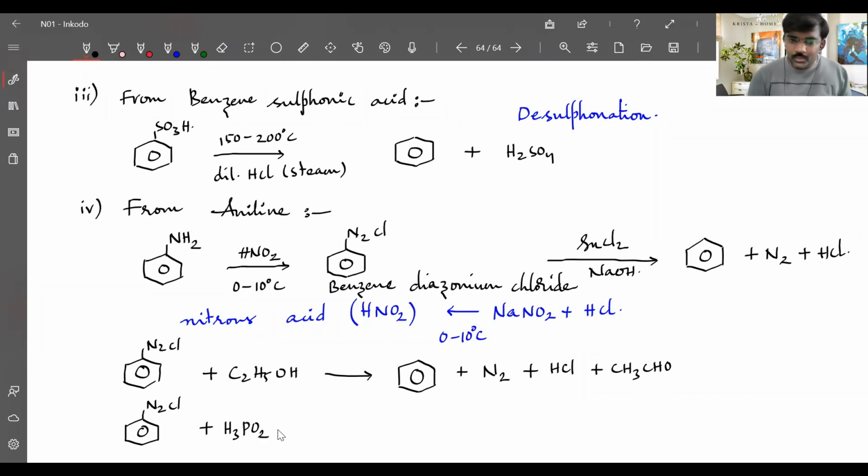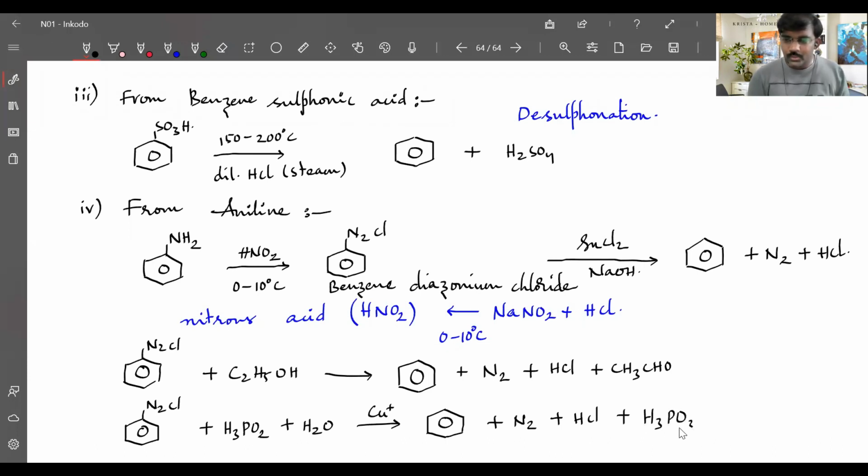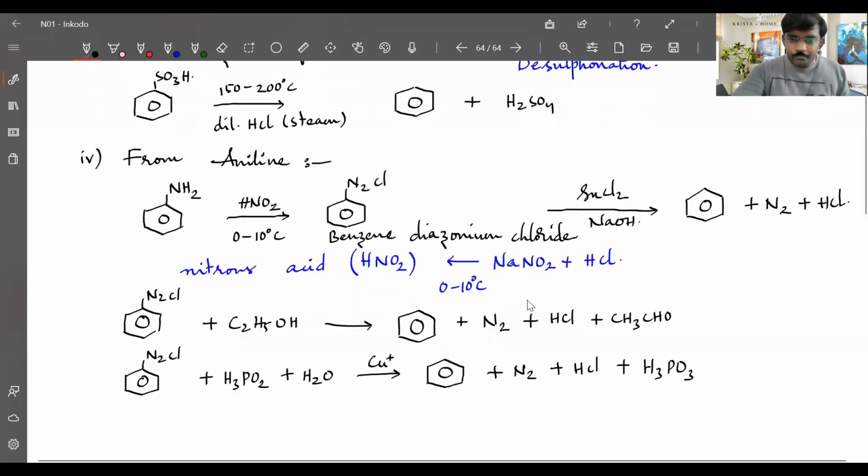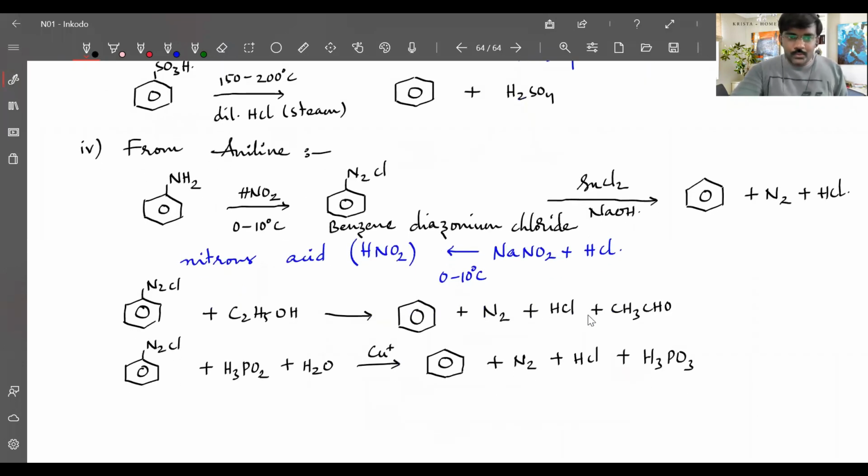Hypophosphorous acid, H3PO2, along with water, in the presence of copper ion. So with this also you can do this process. That time I'll be getting the same products only, but here the last one, H3PO3, phosphorus acid, will come. So this is how we can convert that diazonium chloride into benzene.